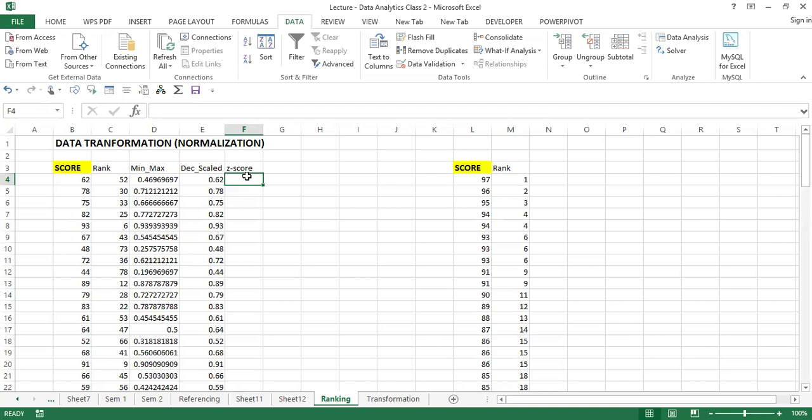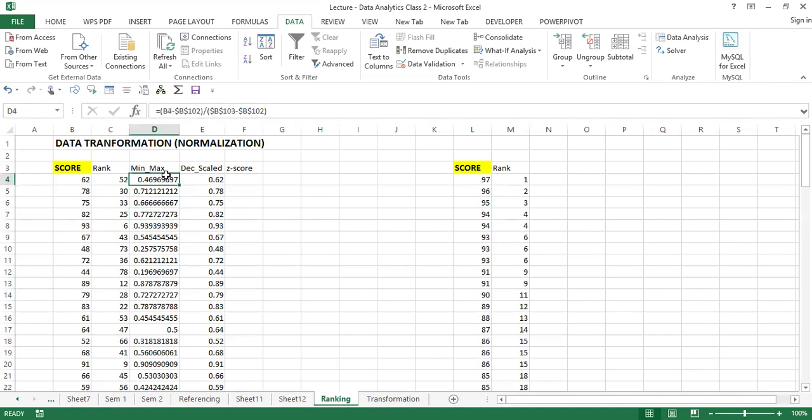Okay, now let's look at the discourse transformation. So maybe we should reiterate here. Ranking, just a direct measure of position, which is used to assign positions to values in the data set, from highest to lowest or lowest position to highest.